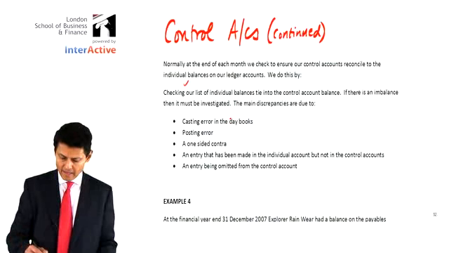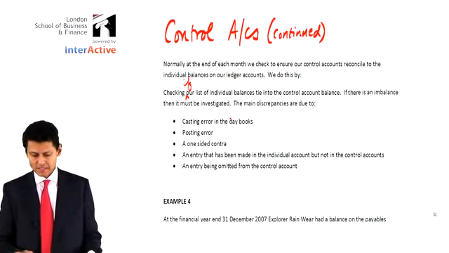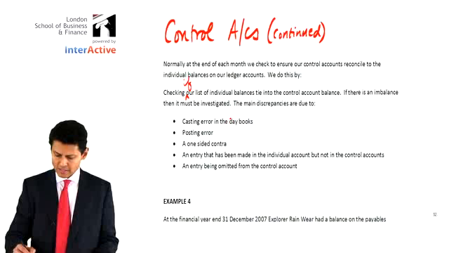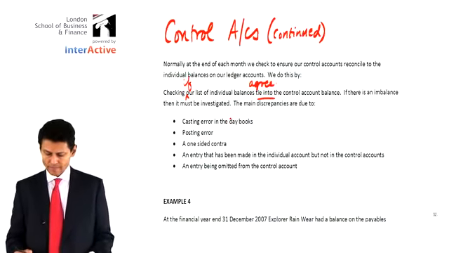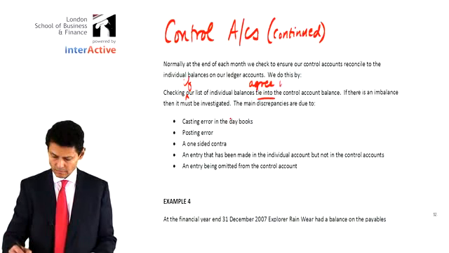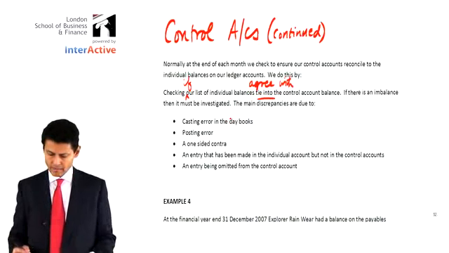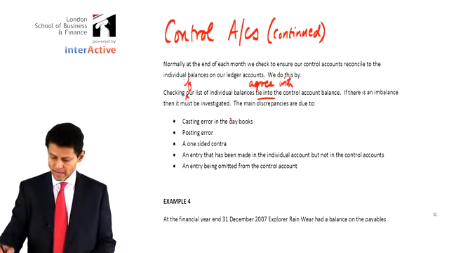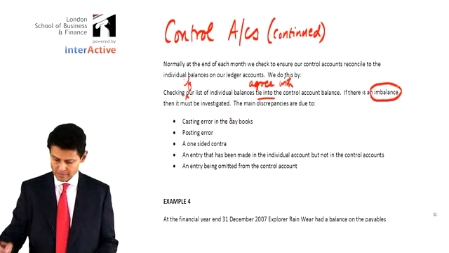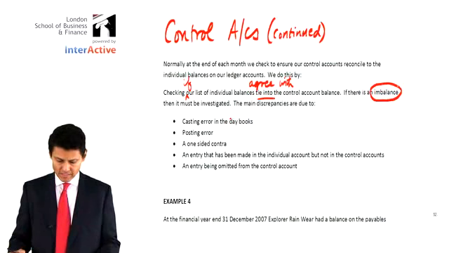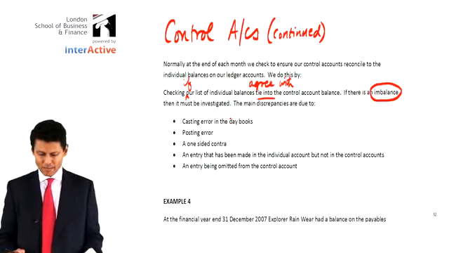So checking if our list of individual balances tie into, meaning agree, with the control account balance. If there is an imbalance, then this must be investigated. So it's all about this word imbalance, of course. The main discrepancies, the reasons for differences, are as follows.